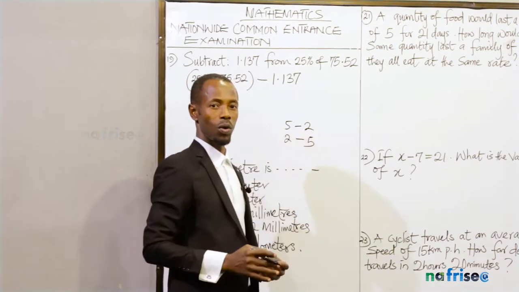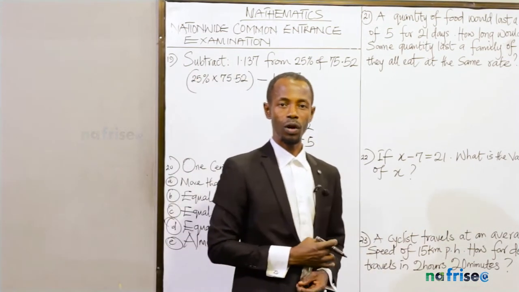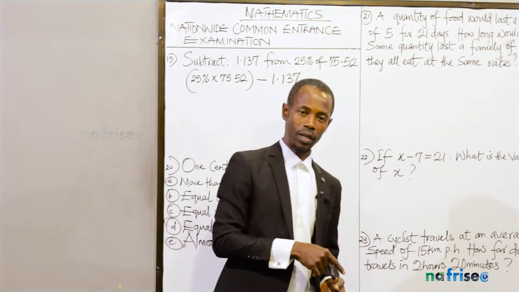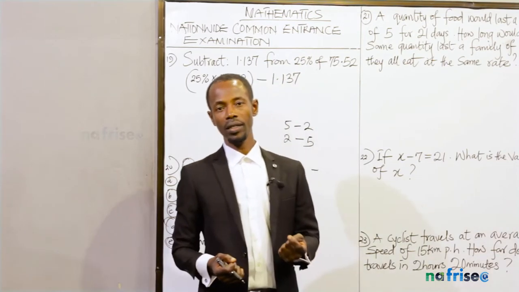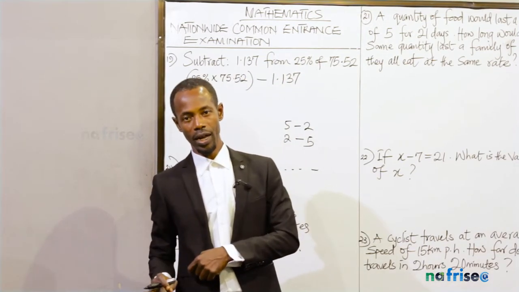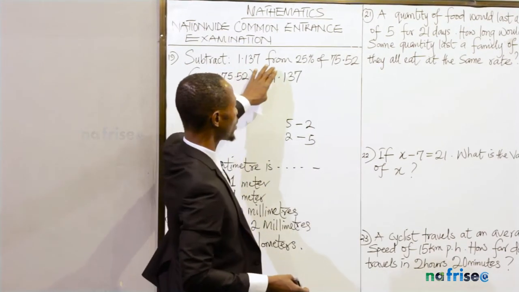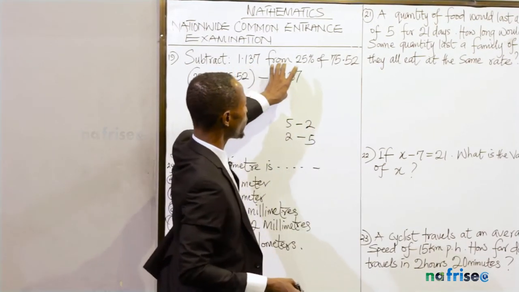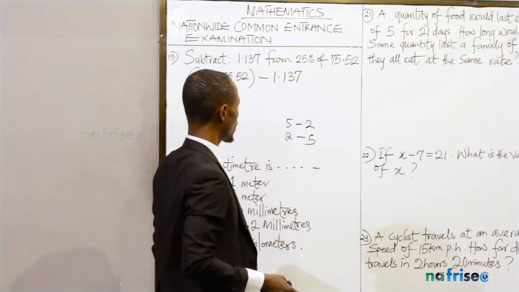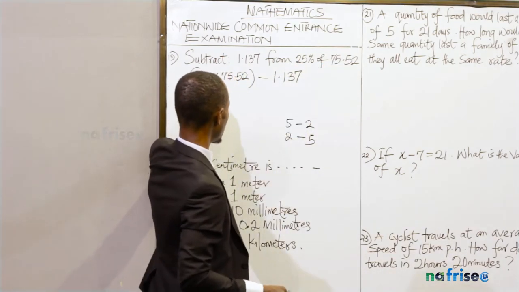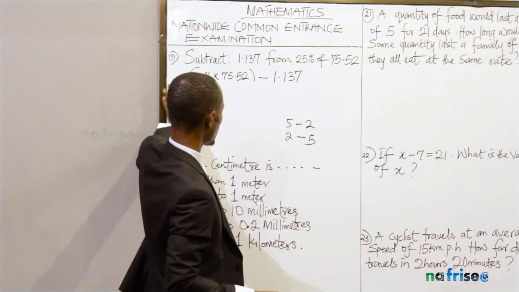So get used to the wording. When they say take away 2 from 8, that means 6. But when they say take away 6 from 8, that's a different case entirely. So you must learn to understand when they tell you subtract 1.137 from 25% of this. So get used to it. This is it in the actual form, the way it's supposed to be written.